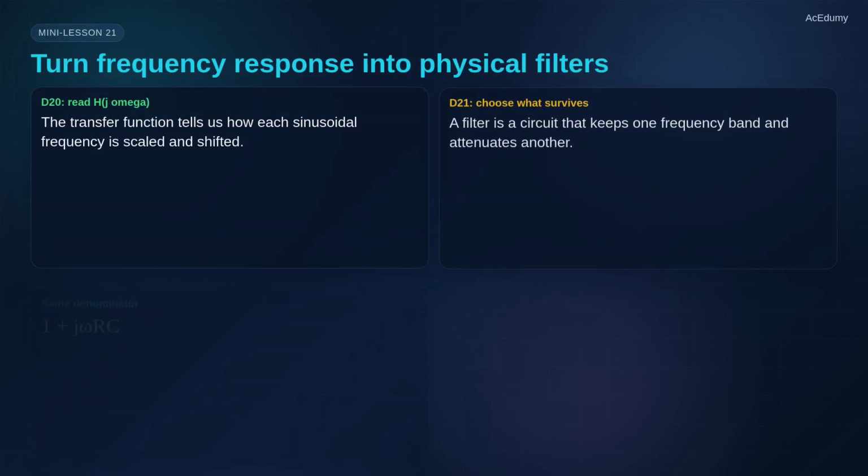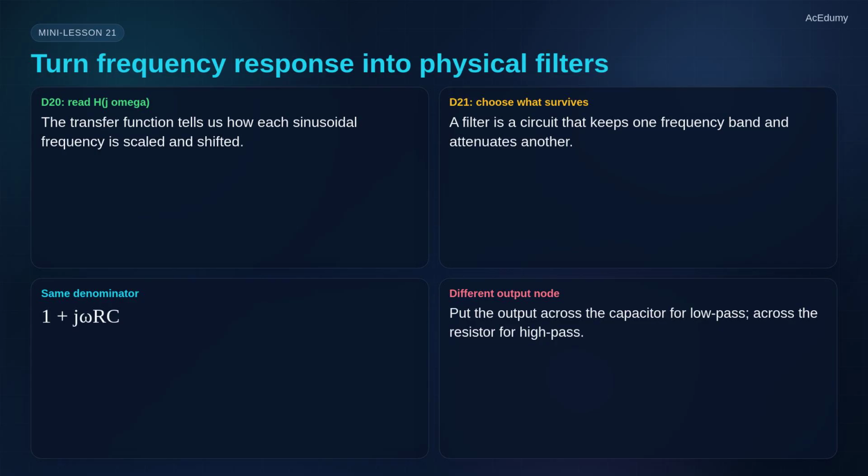In the previous lesson, frequency response told us how a circuit treats each sinusoidal frequency. Now we turn that language into two physical circuits. A low-pass filter keeps the low-frequency part and reduces the high-frequency part. A high-pass filter does the opposite. Same resistor and capacitor idea, same corner frequency, but a different output node.